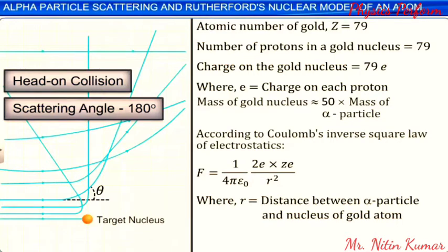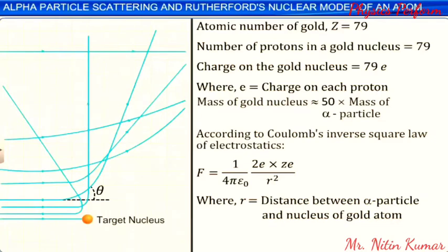Since very few of the incident alpha particles undergo head-on collision, it can be said that the mass of the gold atom is concentrated in a very small region called the nucleus.